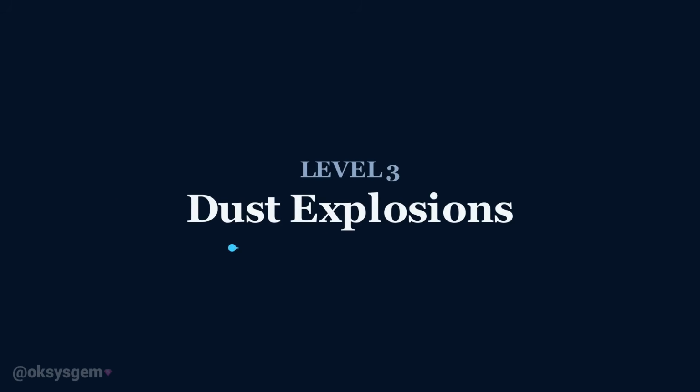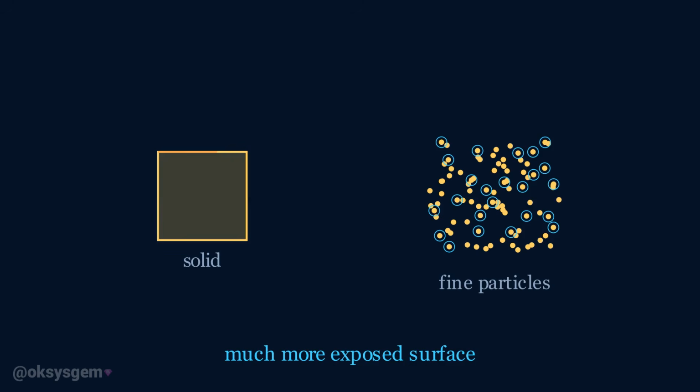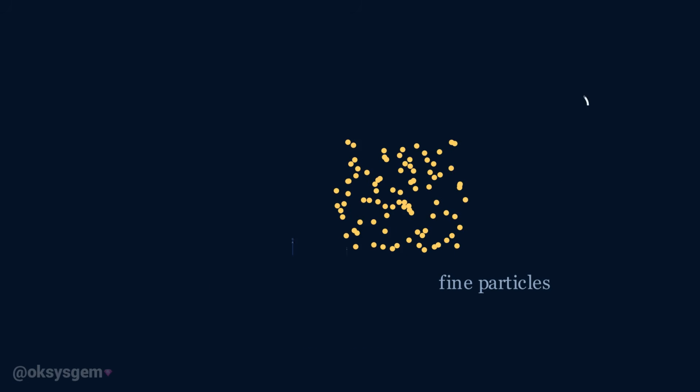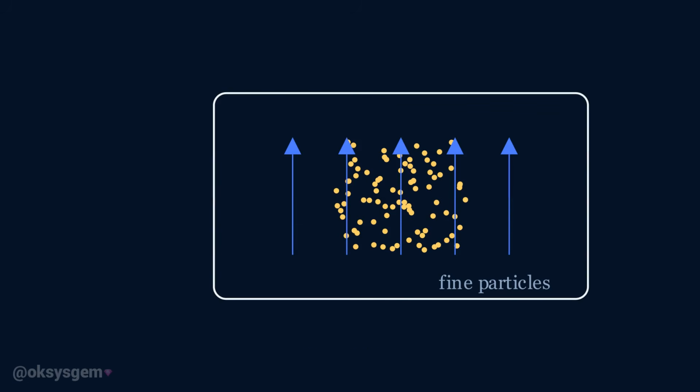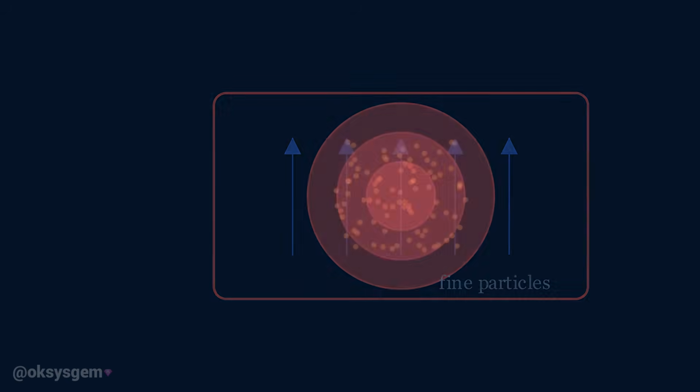Level 3, Dust explosions. Dust explosions demonstrate that materials do not need to look explosive in order to burn extremely quickly. A large solid object usually burns only at its exposed surface. If the same material is divided into millions of tiny particles, however, the total surface area exposed to the air becomes enormous. When a combustible dust becomes suspended in air, many particles can react almost simultaneously. The rapidly expanding hot gases can produce a strong pressure wave, particularly inside an enclosed building or industrial system.